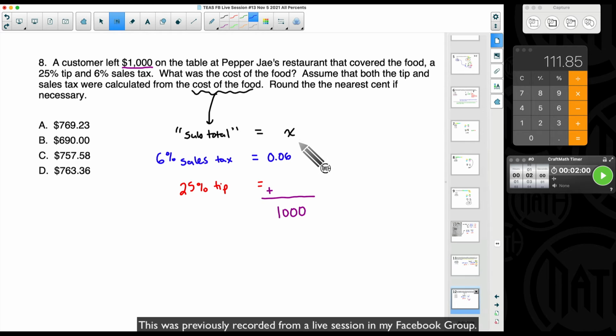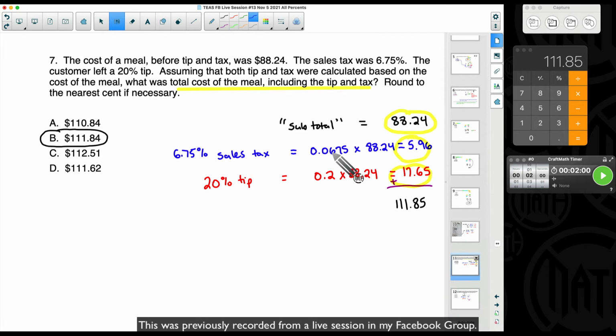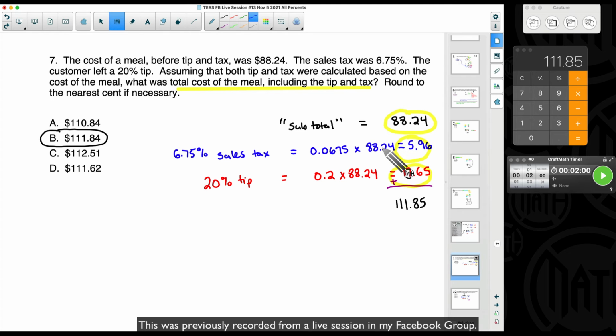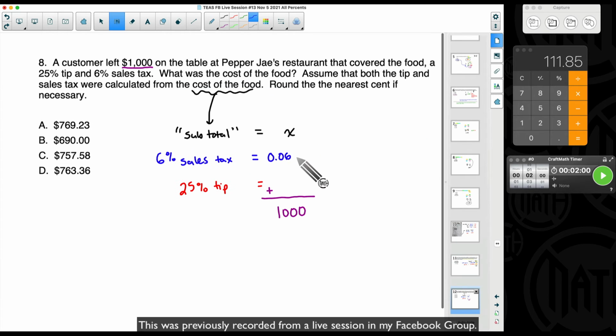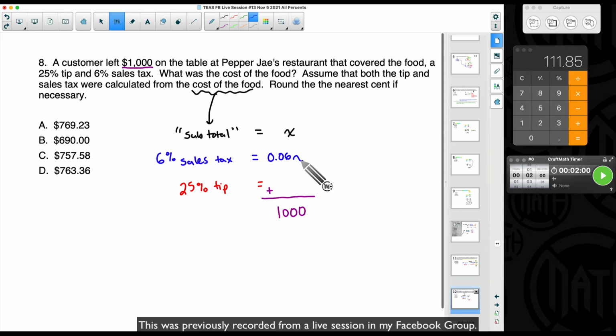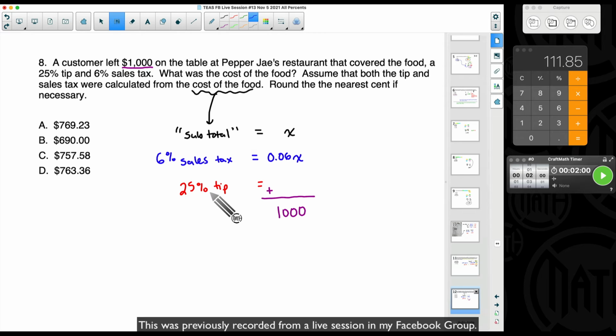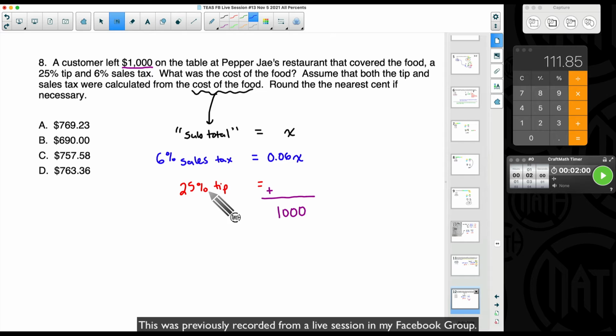Now, look at what we did, y'all. Pay attention to this. A while ago, when we found sales tax, we took the 6.75% and we multiplied it by that cost of the food, by the subtotal. We don't know that in our problem. We called it X. So I'm going to put an X here. And then same thing down here with the tip, y'all. You don't take 25% of the grand total. You take 25% of what the food cost.